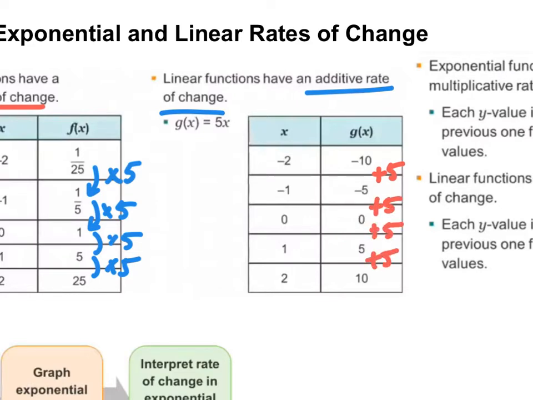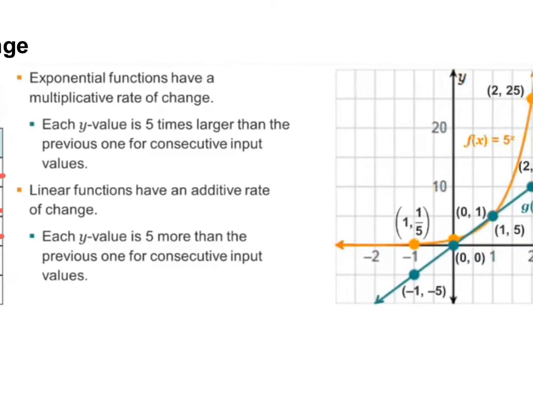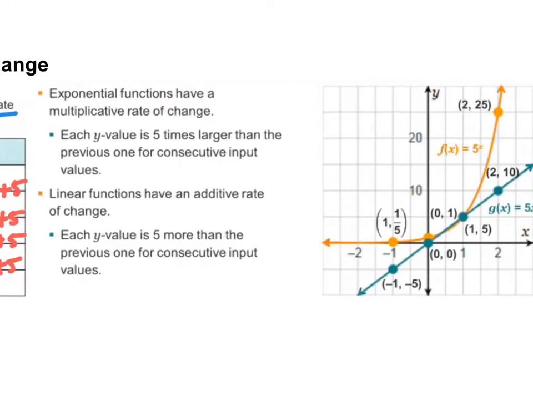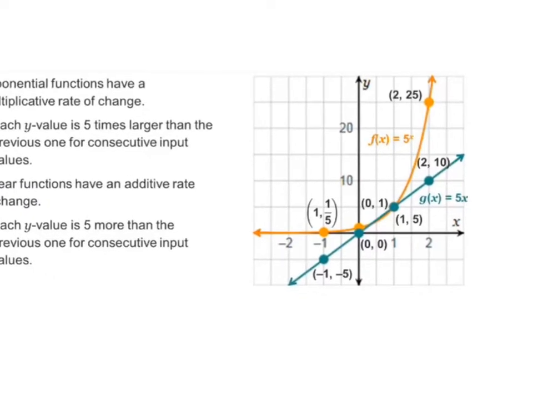So first of all, let's talk about what that means. Exponential functions have a multiplicative rate of change. Each y value is 5 times larger than the previous one for consecutive input values. So notice how when you keep multiplying by 5, this graph shoots up, and it has a curve to it. But when you have a linear rate of change, you keep adding 5, and so you have a constant rate of change. It goes up at the same rate. So that's what's going on.